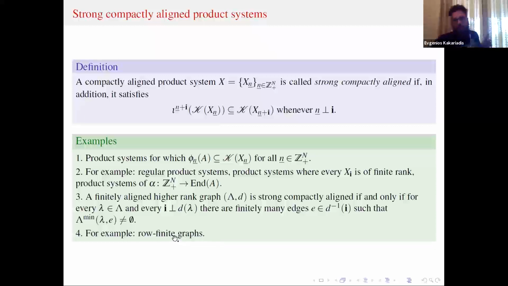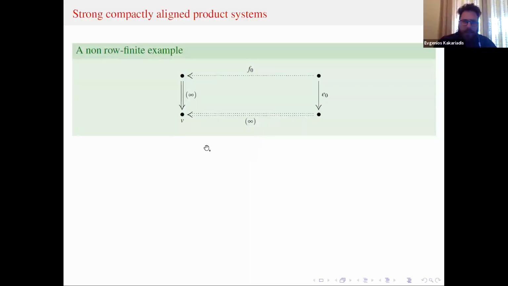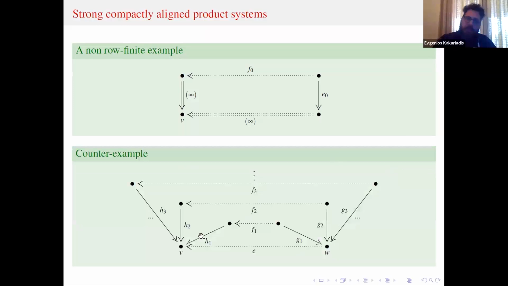And not all higher rank graphs satisfy this property. The row-finite graphs satisfy it, and here item 3 is the characterization of when a finitely aligned higher rank graph is strong compactly aligned, which I'm not going to go through because whenever you have higher rank graphs, you get into a lot of practicalities and technicalities, but it's there. I just put an example of a non-row-finite higher rank graph that is still strong compactly aligned. So here you have multiple edges.